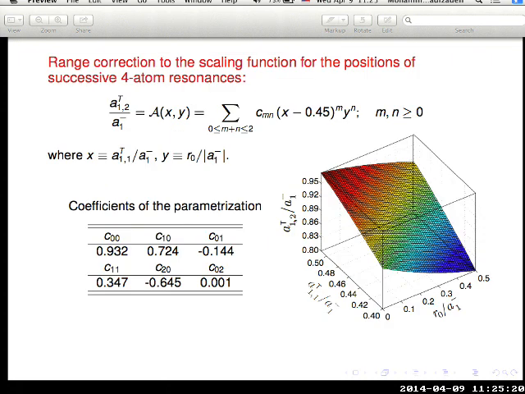And what about the range correction in the position of the 4-atom resonance? Here we have obtained, by considering this range correction, this scaling function that connects the scattering length ratio of the first excited tetramer with respect to the ground trimer, as a function of the scattering length ratio of the ground tetramer, of course with respect to the corresponding trimer, and R0 over A. So we have parameterized this function. It means that if we have R0 over A for a calculation or for an experiment, and we have the position of one of the tetramer resonances, we can have a prediction according to this simple polynomial for the next tetramer state.